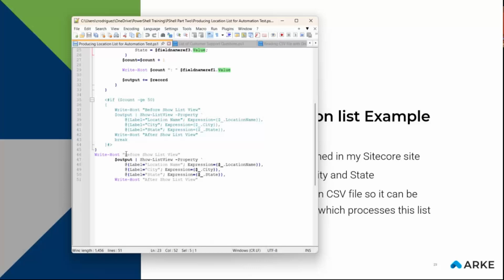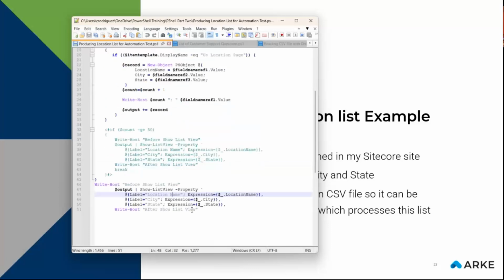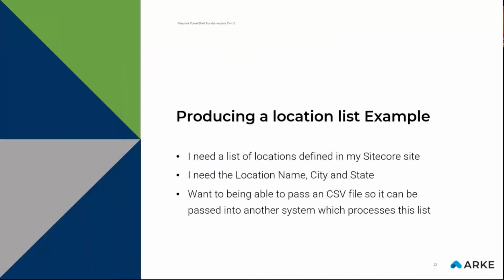Note that I do a Write-Host to let me know that the Show-ListView command is about to start. So I take the output array, pipe it into the Show-ListView command. The column names will be location name, city, and state. And then for each record in the output, I want to pull out the location name, city, and state as my expression. So it's no coincidence that the name matches the exact names I gave it for each record. Okay. And then once it's done, I do a Write-Host to let me know through the output window that it's done with it.